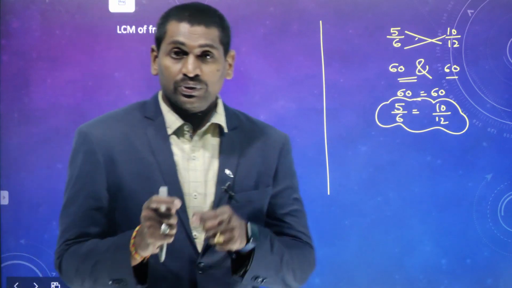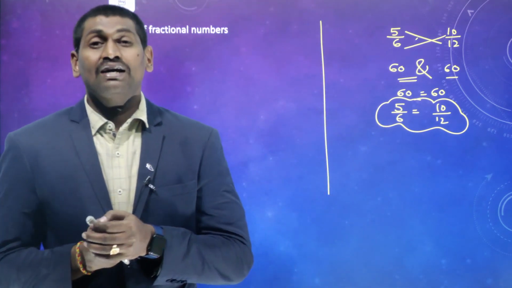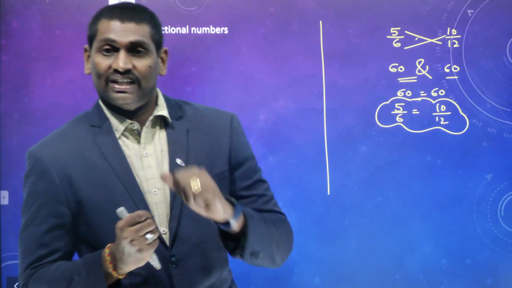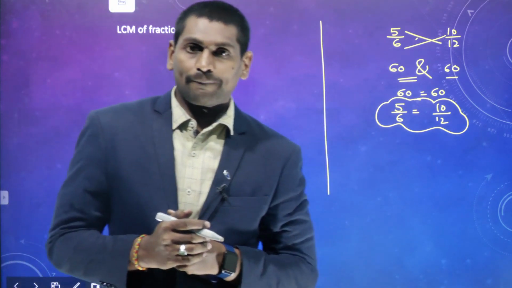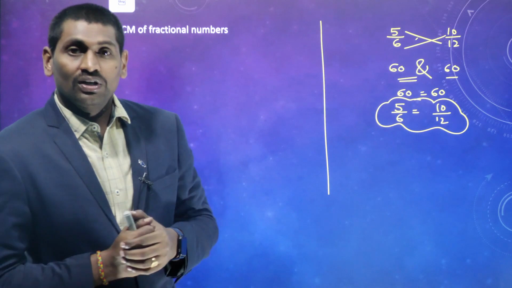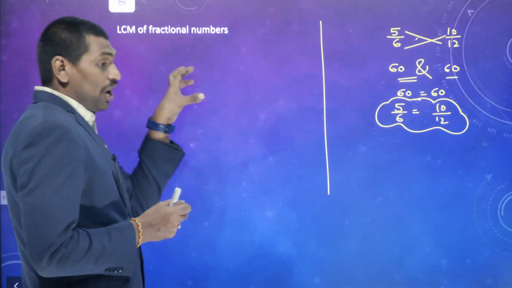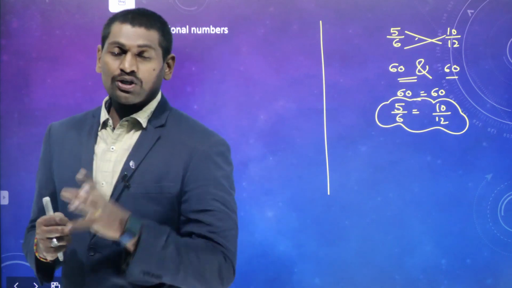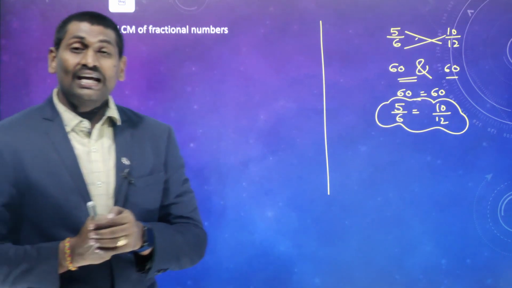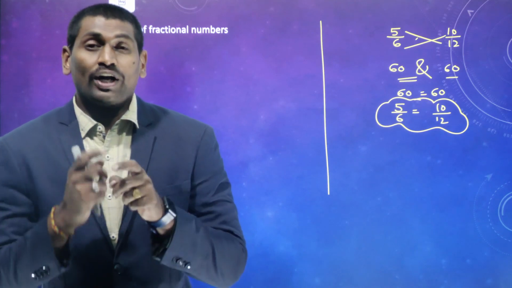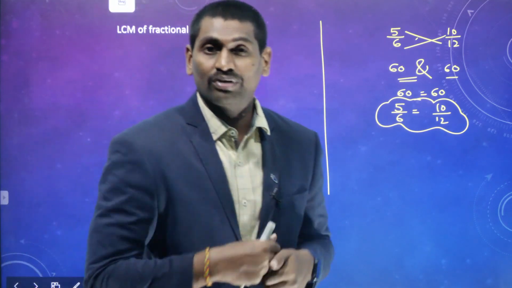So just by doing the cross multiplication, we can identify which fractional number is greater and which is smaller. Clear? Now the next concept is how we are going to find out the LCM of fractional numbers. Until then you have learned about the LCM of whole numbers, or natural numbers. But what about the LCM of fractional numbers?